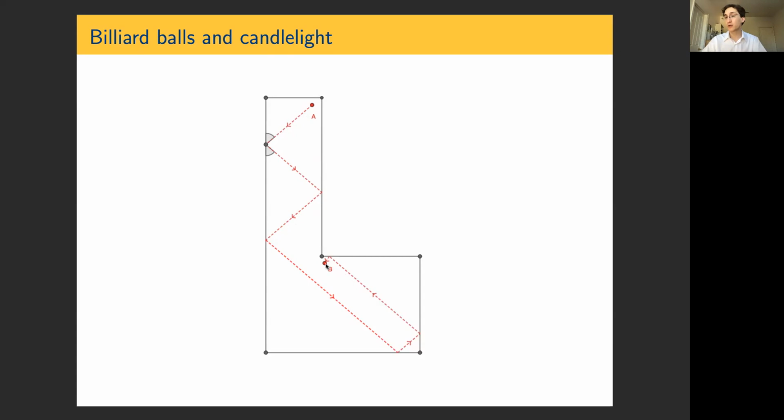There's another way of interpreting this system, which will also be useful later. Instead of thinking of it as a billiards table, we can suppose that this polygon is a room where the walls are mirrors. And instead of having a billiards ball, we light a candle over at point A, which will send out beams of light, which will then bounce off the walls because they're mirrored.